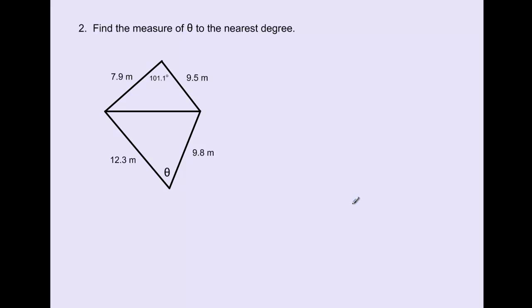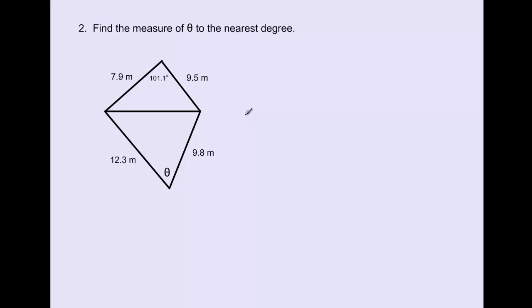Example 2. Find the measure of theta to the nearest degree. So we have a diagram here. Looks like we have two triangles. One triangle has a side 7.9, another side 9.5, and an angle 101.1. This other triangle has a side 12.3, another side 9.8, and an angle that we're looking for, which is theta. Again, I'm not given any right angles here, and I can't assume that I have any, so I cannot use SOHCAHTOA. Don't even think for 1 second that you can use SOHCAHTOA for a question without a right angle.